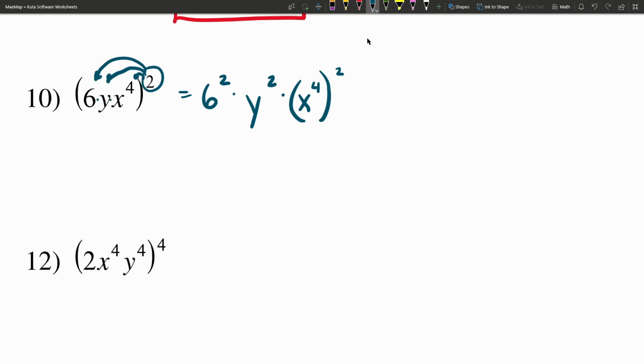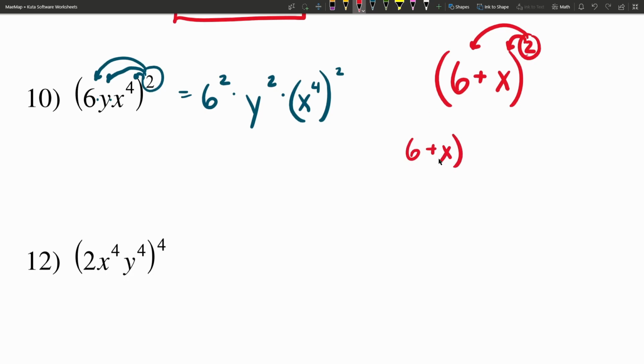I want to reiterate the fact that you cannot just distribute this squared if there was addition. So for example, if we had 6 plus x, that quantity squared, you can't just take this and distribute it in, because that is not correct. 6 plus x squared is 6 plus x times 6 plus x. So we would need to FOIL or expand out this binomial.